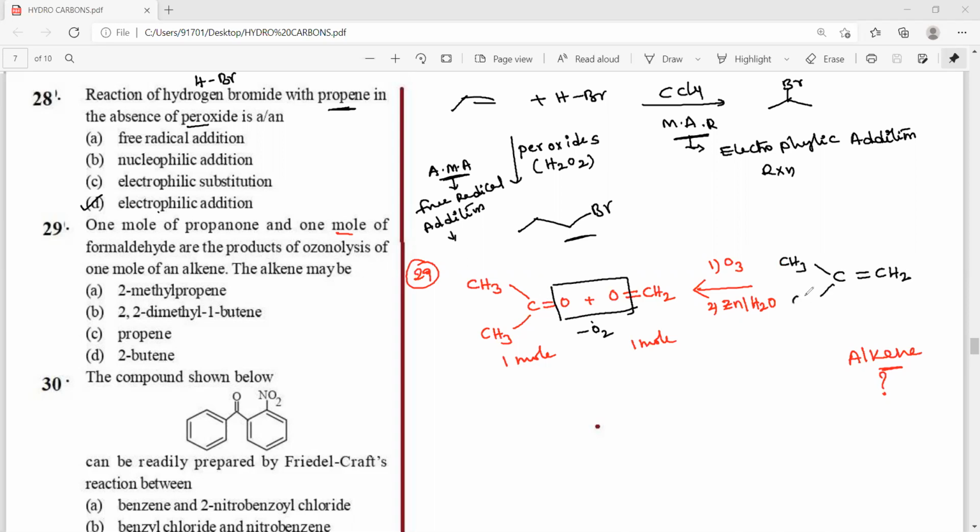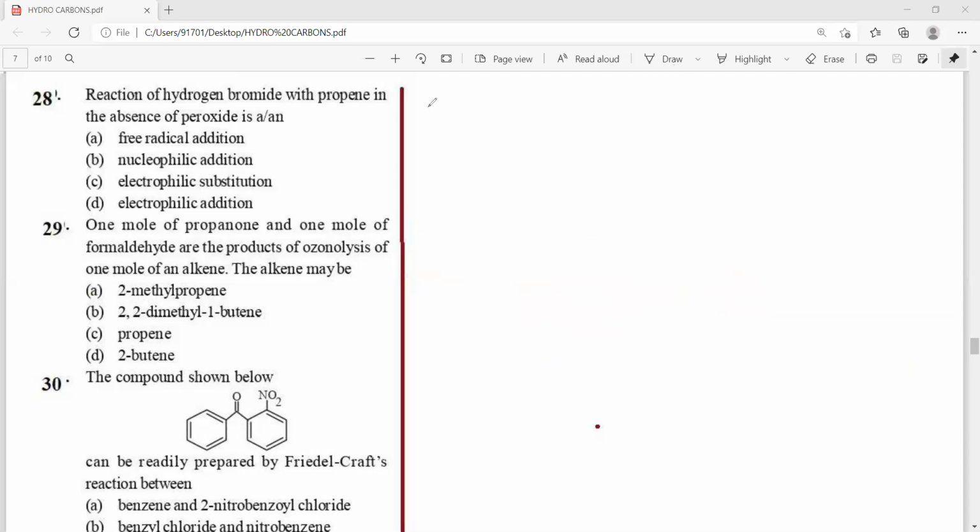CH3 bond CH3. Now what is its name, dear students? Its IUPAC name: the longest carbon chain is 3 carbons, and one methyl substituent is present. Its name is 2-methylpropene, or 2-methylprop-1-ene. So the first option is correct. This kind of ozonolysis reaction application is very, very important, and very easy also. Okay, students, let's go for the 30th question, also very easy.